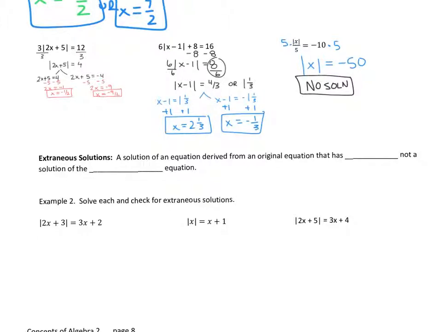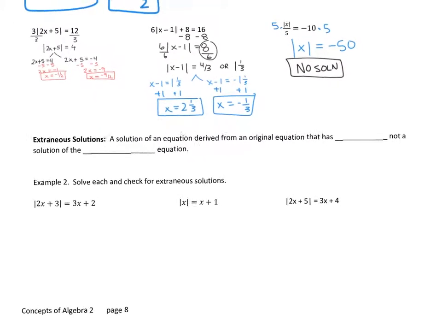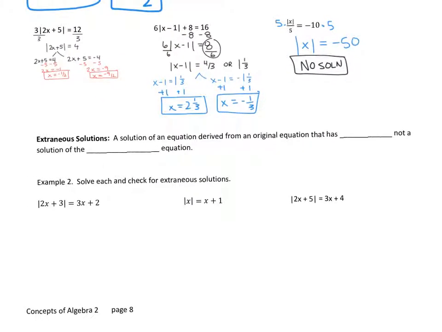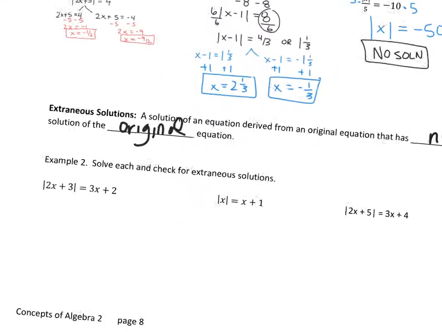An extraneous solution is a solution from an equation that is not a solution of the original equation. So with an extraneous solution, you're solving for x, you're doing the motions, and then when you check your answer, it doesn't work. Okay, the left-hand side doesn't equal the right-hand side.